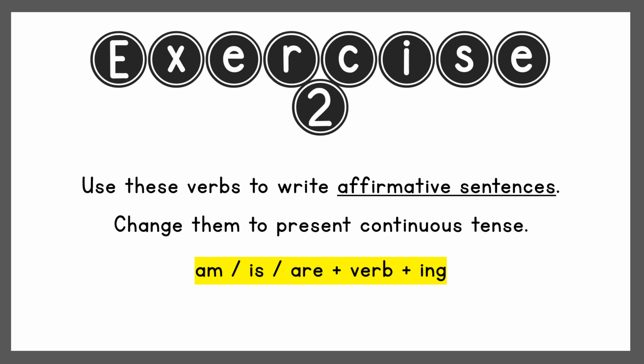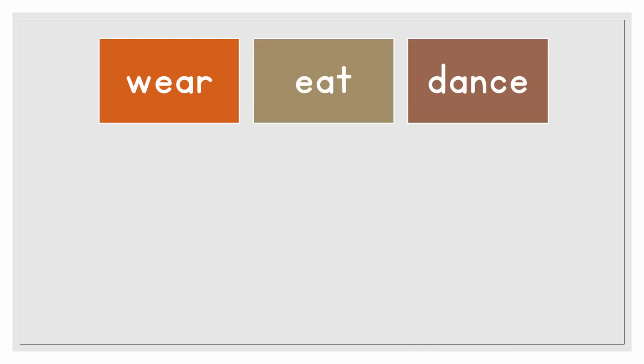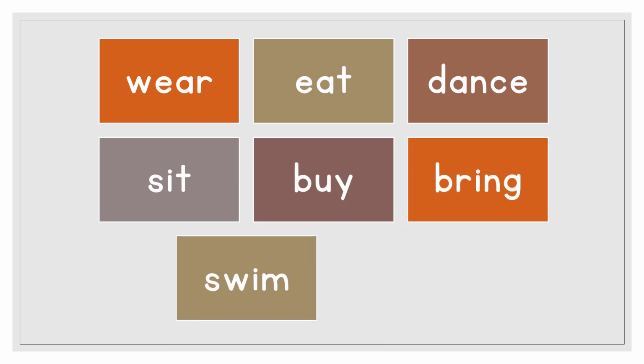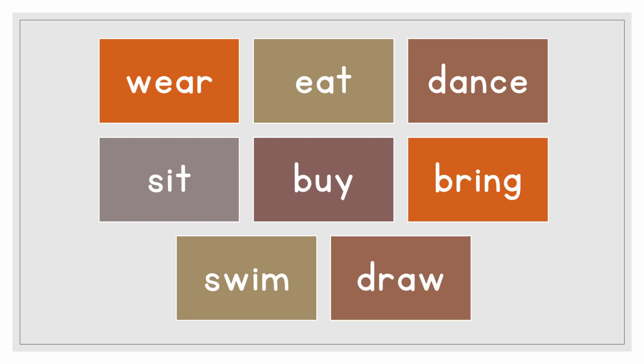Okay, so use these verbs to write affirmative sentences. Change them to present continuous tense. Awak kena tukar dulu verb tu. Okay, teacher bagi dia base form dia. So awak kena tukar. Awak kena tambah am ke is ke are plus the verb tu plus ing dia. Alright. Kita tengok apa verb yang teacher bagi? Wear, eat, dance, sit, buy, bring, swim, and draw.